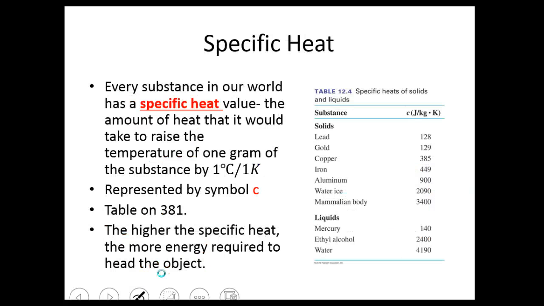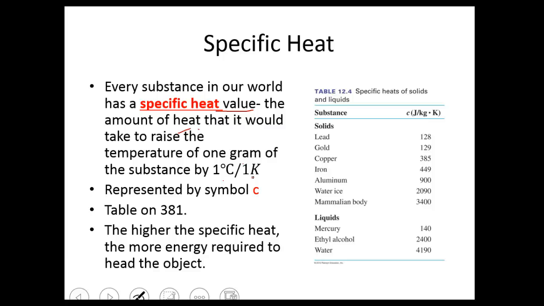Alright, so we know that as things heat up, they expand. I also want to tell you about this other kind of thermal property of matter, which is specific heat. Depending on the type of matter, things heat up at different rates, right? Every substance in our world has a specific heat value, and that is the amount of heat energy that it would take to raise the temperature of 1 gram of that substance by 1 degree Celsius or 1 Kelvin, right? Again, because they're equitable scales.